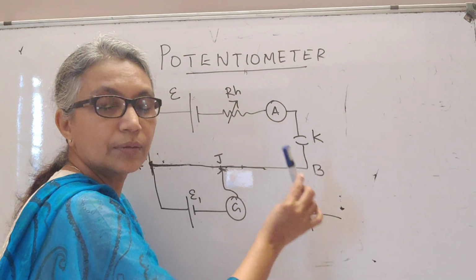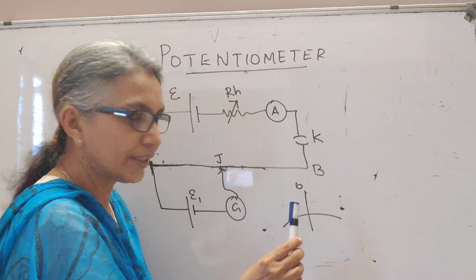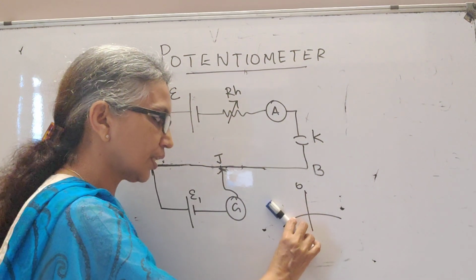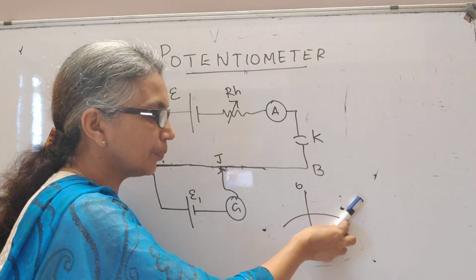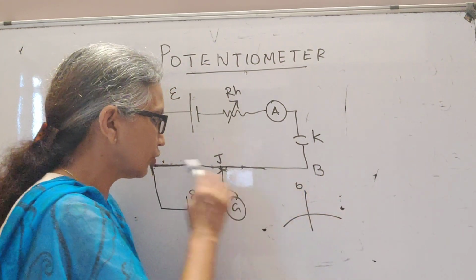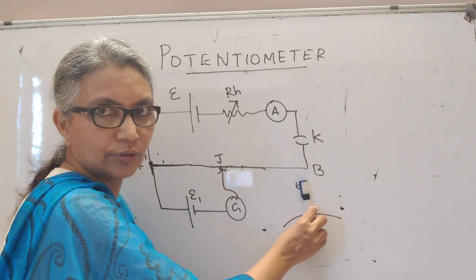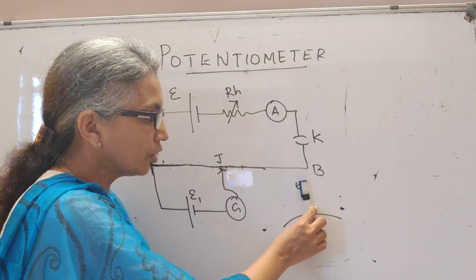So that is why before you start your experiment, make sure your connections are correct by simply pressing at end A, if it's at left, by the time you reach end B, it should go to right. So somewhere along the wire, as you move your jockey, you will get the zero deflection.